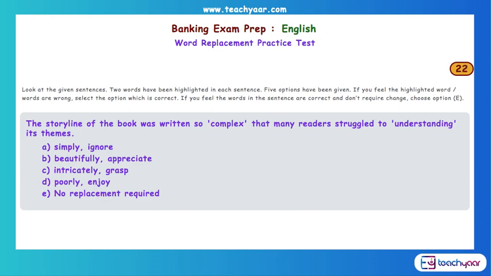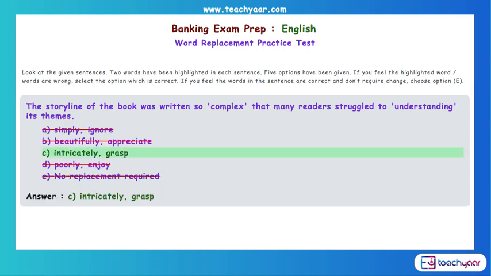The storyline of the book was written so complex that many readers struggled to understanding its themes. Both are wrong. The storyline of the book was written so complex. It was difficult. So simply is wrong, beautifully is wrong, poorly is wrong, no replacement is wrong, and you have the answer: intricately, complex, intricate. That is the substitute, and understanding is grasp.